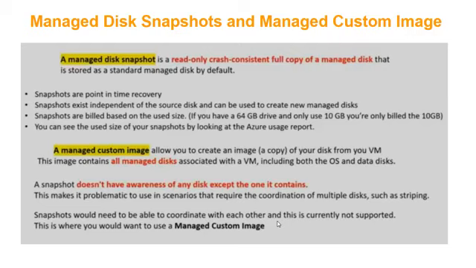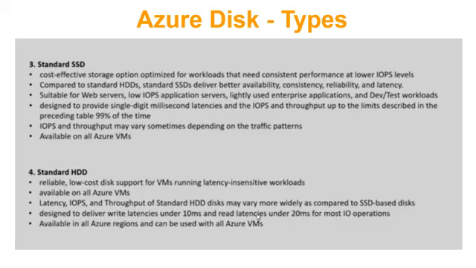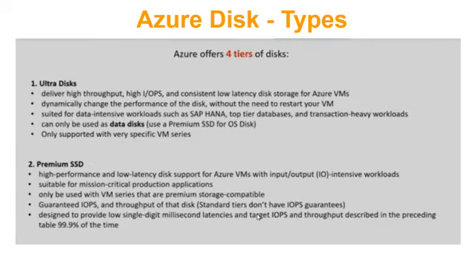So I hope you understood what a managed disk snapshot and a managed custom image are, and where to use them. Next we will move to the next slide, that is Azure disk types. We have four tiers of disk provided by Azure: ultra disk, premium SSD, standard SSD and standard HDD. We will see the features of each disk line by line.